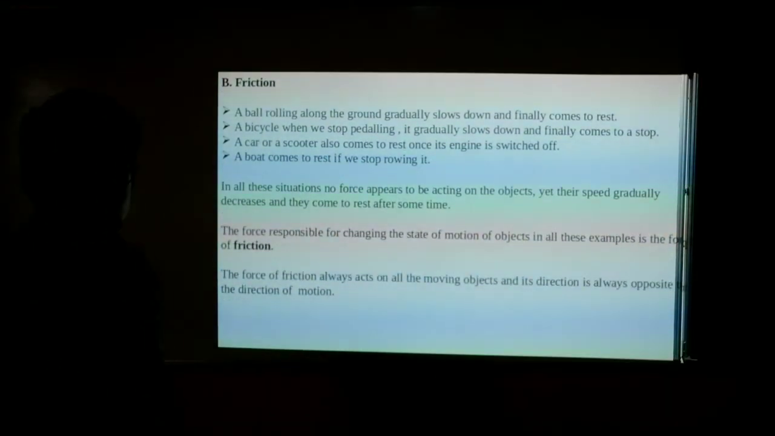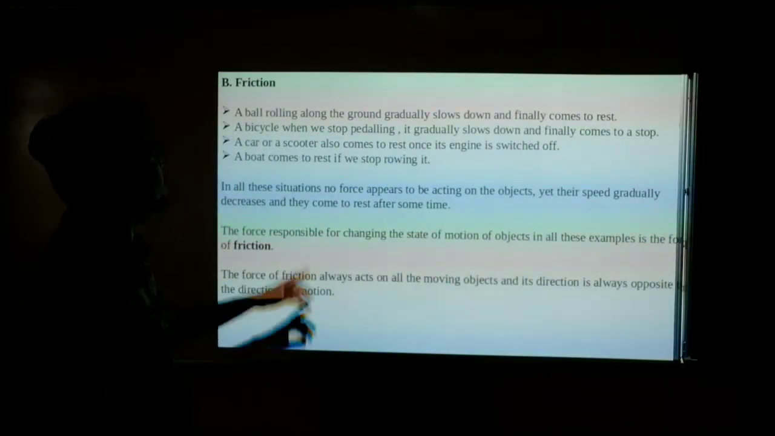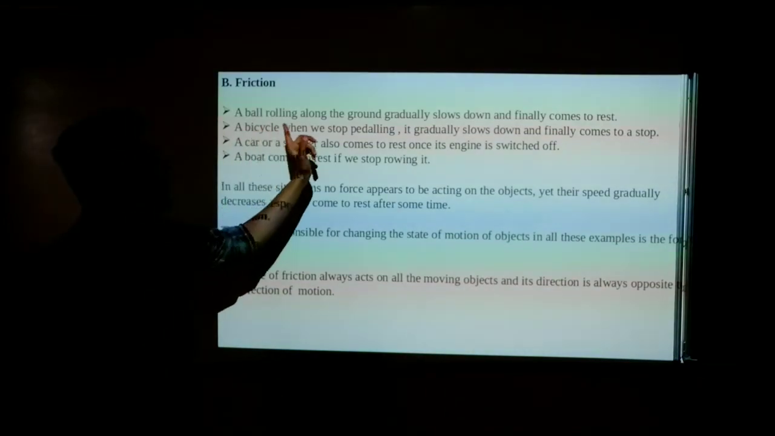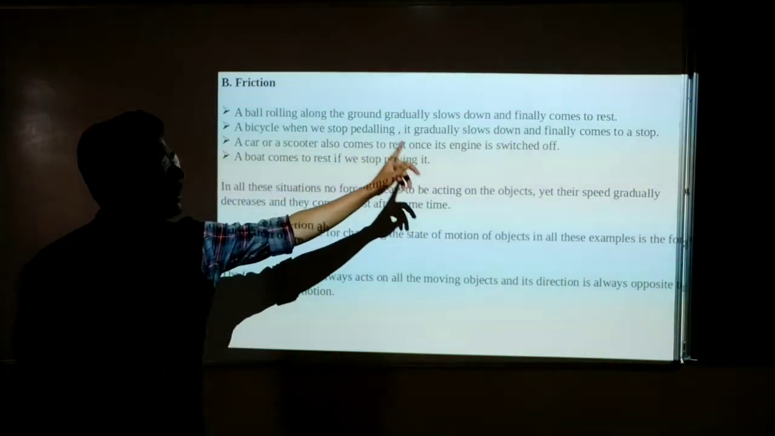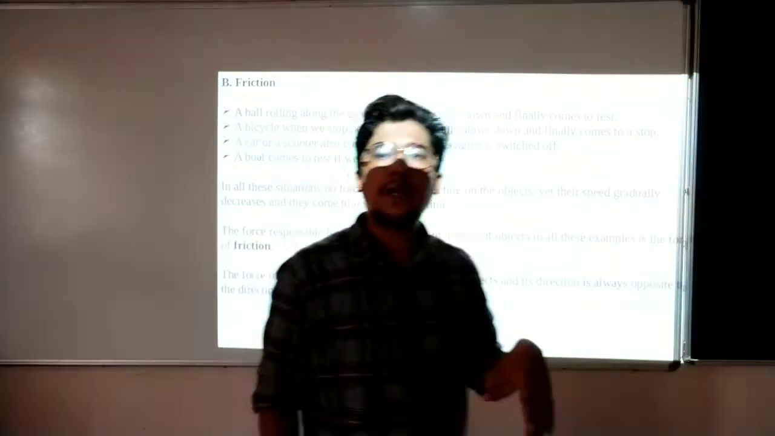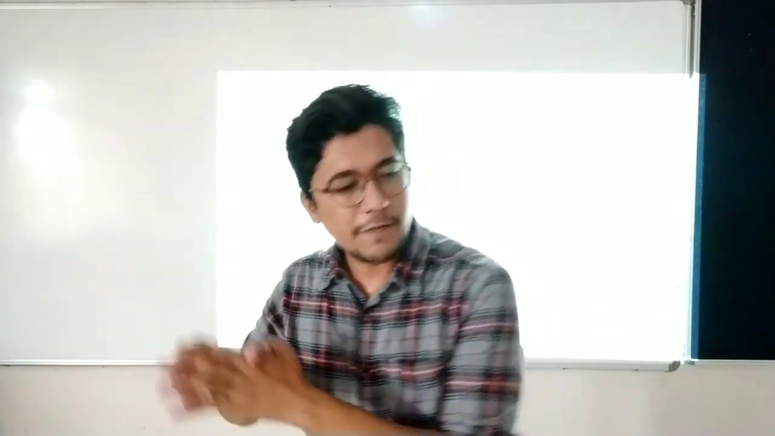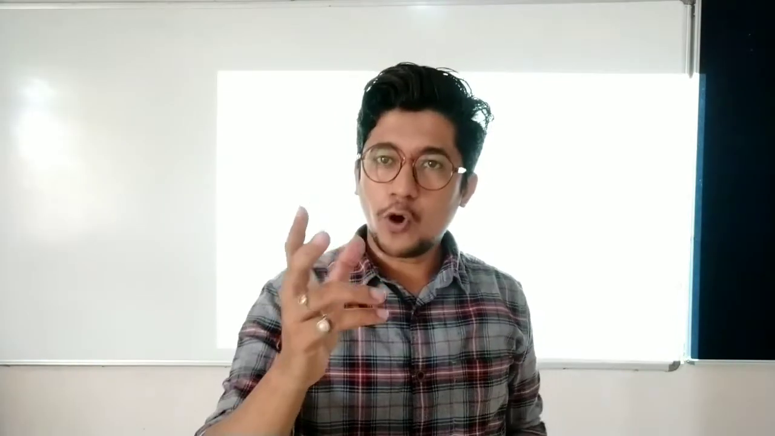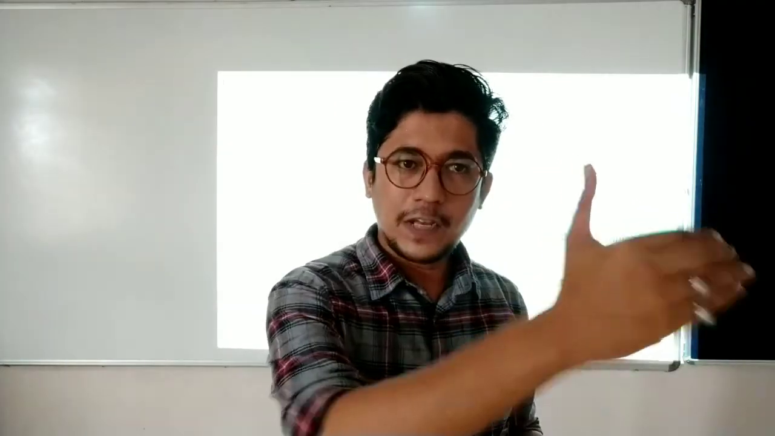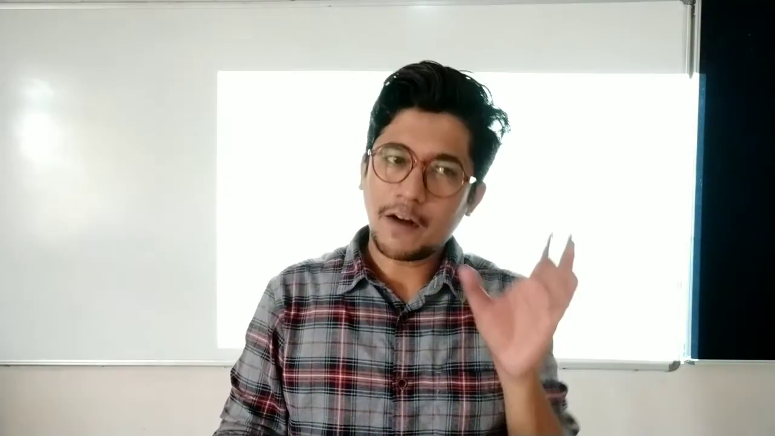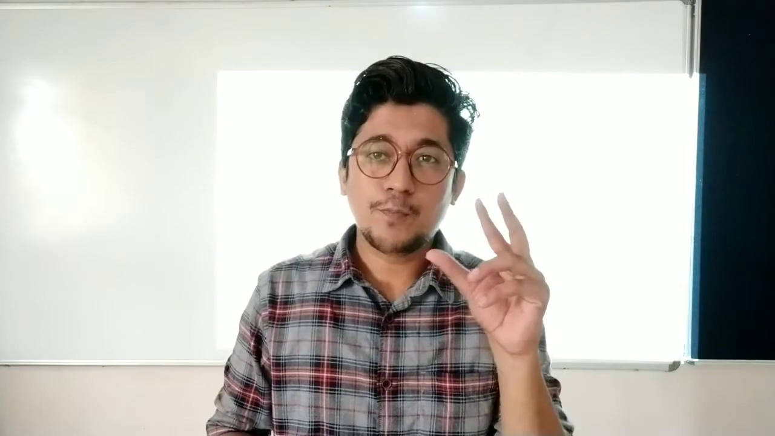One muscular force we have already discussed. Now we will discuss friction. A ball rolling along the ground gradually slows down and finally comes to rest. When you are playing cricket and your batsman hits a boundary, the ball comes slowly towards you. Initially it has a high speed, but when it reaches you, it gradually reduces its speed. Yes or no? Even if you are not applying your hand force, after some time the ball will stop. Why does this ball stop?